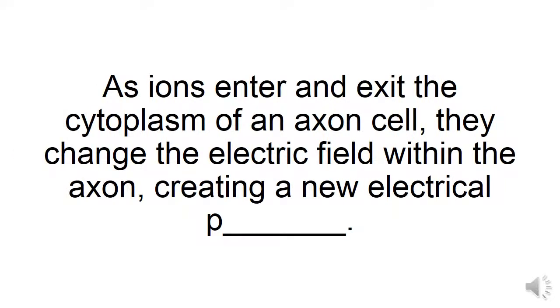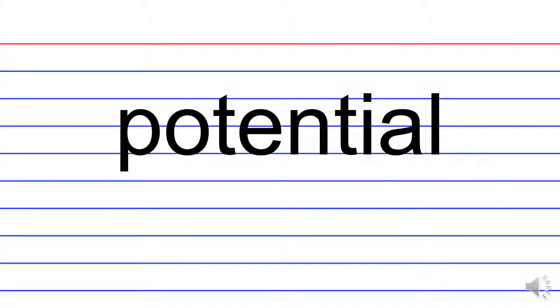As ions enter and exit the cytoplasm of an axon cell, they change the electric field within the axon, creating a new electric P blank. What do they create? They create a new electric potential, which is the same thing as voltage in physics. So this is the physics portion of this deck.